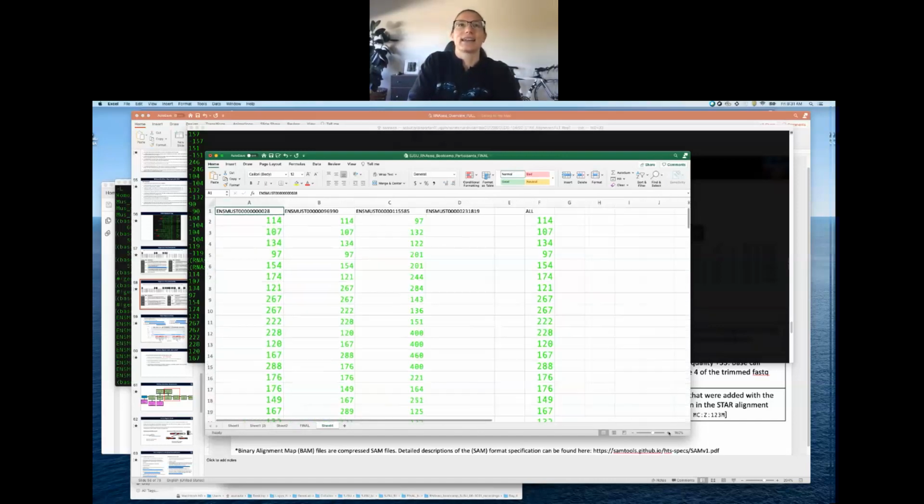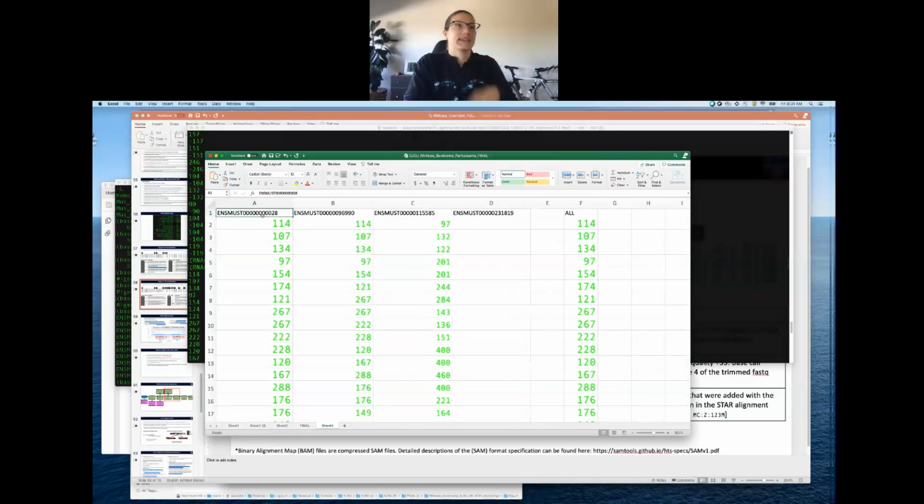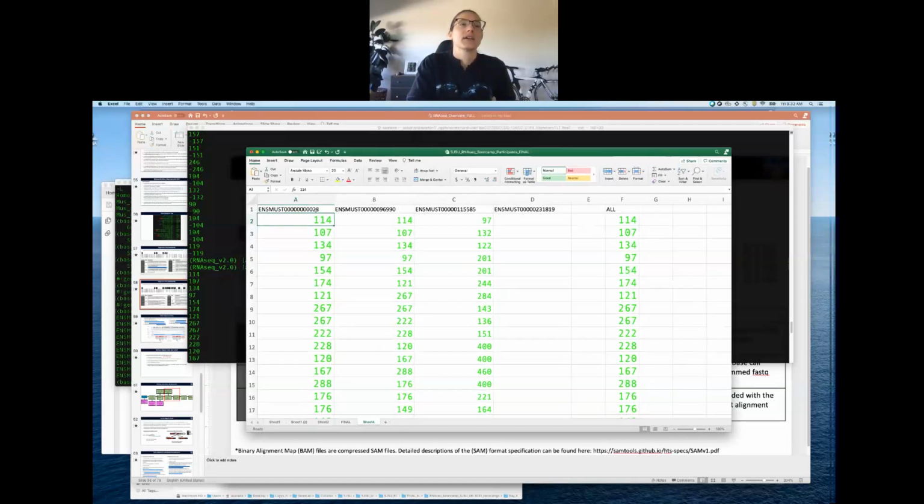And so just to blow this up here, what I did is I grabbed those numbers, those fragment lengths for all the mate pairs that align to the transcript ending in 0028, and I just pasted them here. I did the same thing for the one ending in 6990, for 5585, and then of course, as we saw with the 0 expected counts for that last transcript, there were no mate pairs that aligned to that.